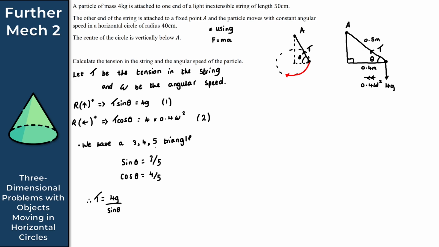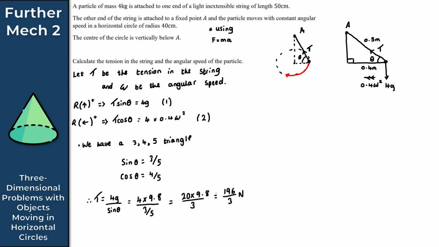As we've just said, sine theta here is 3/5. So I get 4 times 9.8, all over 3/5. This is just the same as 20 times 9.8 over 3. Just put this into your calculator, and what you should get is 196 over 3. So I get 196 over 3 newtons there.